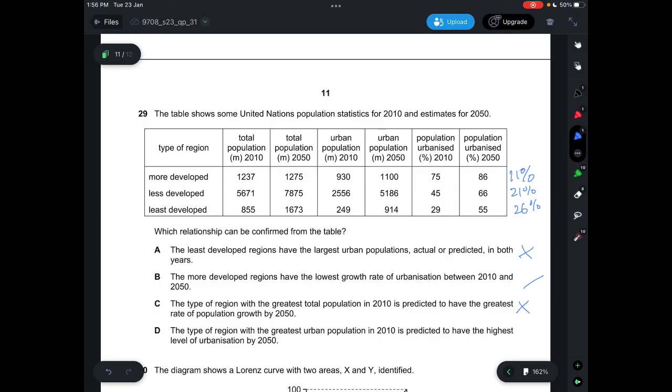D says the type of region with the greatest urban population in 2010 is predicted to have the highest level of urbanization by 2050. The region with the greatest urban population is the less developed region, but the highest level of urbanization is actually not the less developed region. The higher levels of urbanization are in the more developed and the least developed regions. So D is not the answer. The answer has to be B.